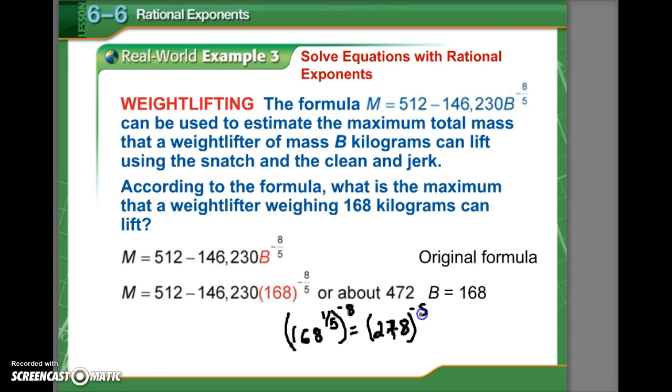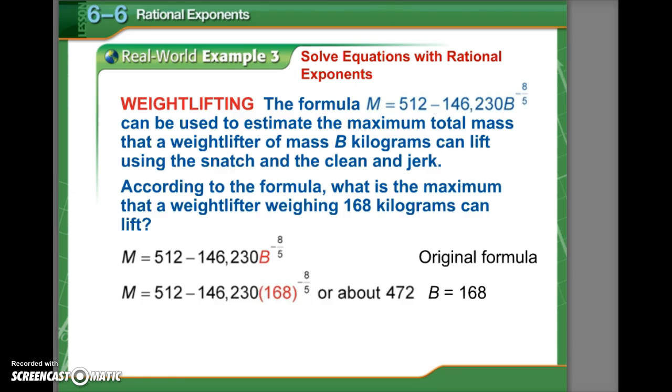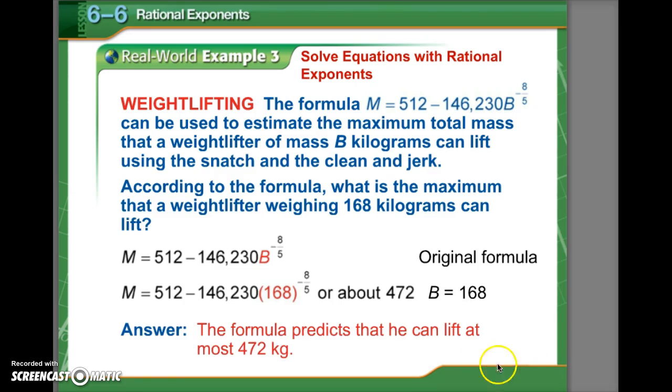And so because this one doesn't come out to be a whole number, that's why they don't show any work. They just dumped this whole expression right here into the calculator, and they got something around 472. So basically the conclusion here is that the maximum weight that a weightlifter who weighs 168 kilograms can lift would be 472 kilograms.